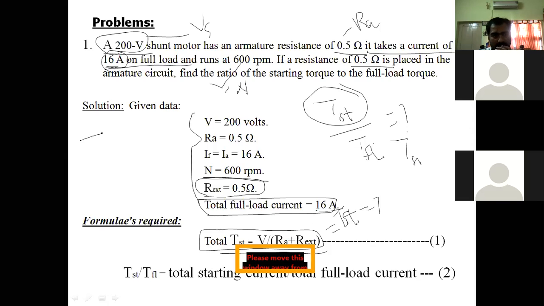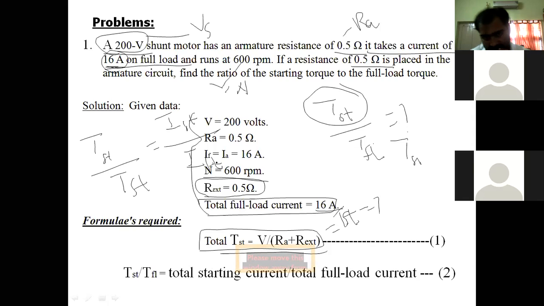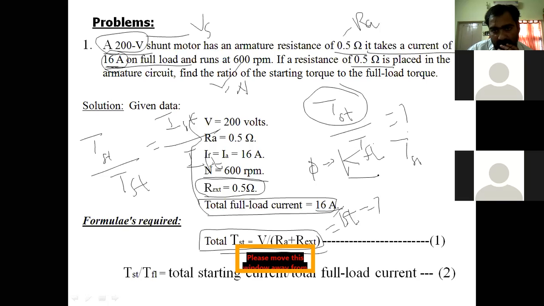So the ratio of starting torque to full load torque is equal to starting current to full load current. Why? Here I would like to give you a small explanation of why the ratio is going to be like this. In the shunt motor we are treating the flux as a constant. That's why torque depends upon current. This is a simple equation.